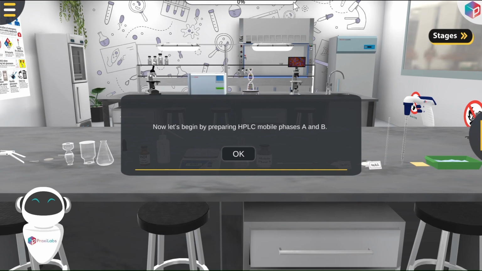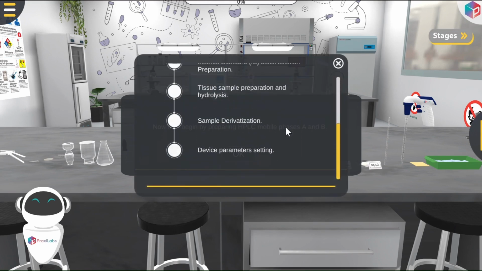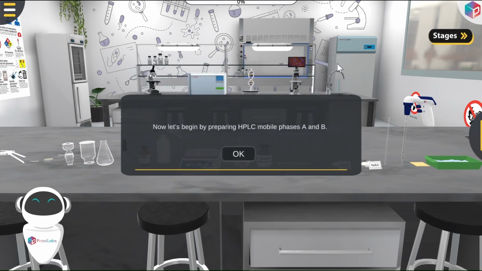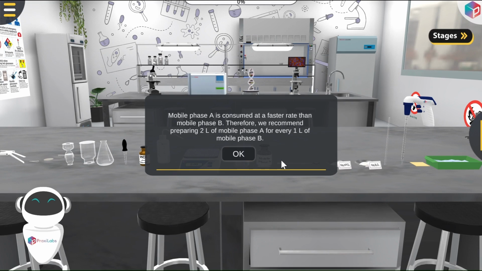At the top of the page, you'll see a progress bar indicating how far you've progressed. In the upper right corner, there's a Stages button that shows all the experiment stages and allows you to navigate to any stage. Now let's start by preparing HPLC mobile phases A and B.